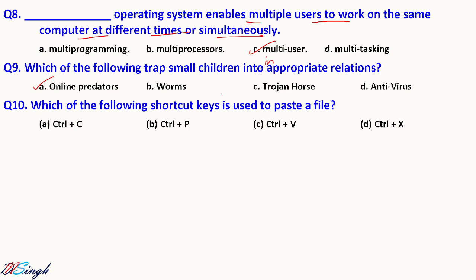Which of the following shortcut key is used for pasting the file? So for pasting, it is Control V. Like copying is what? Control C. And for cut, Control X is there. For print, Control P is there.